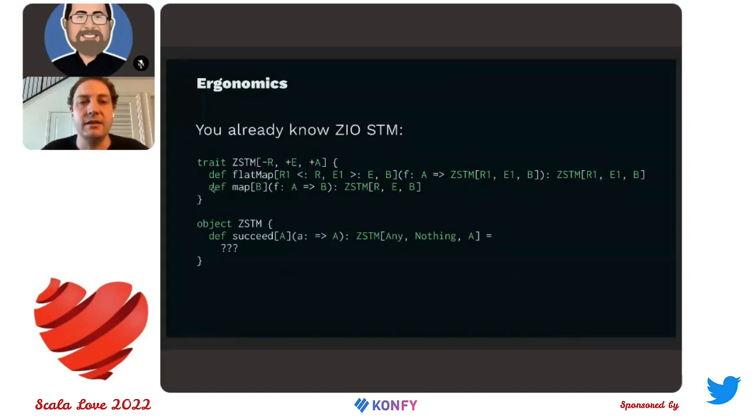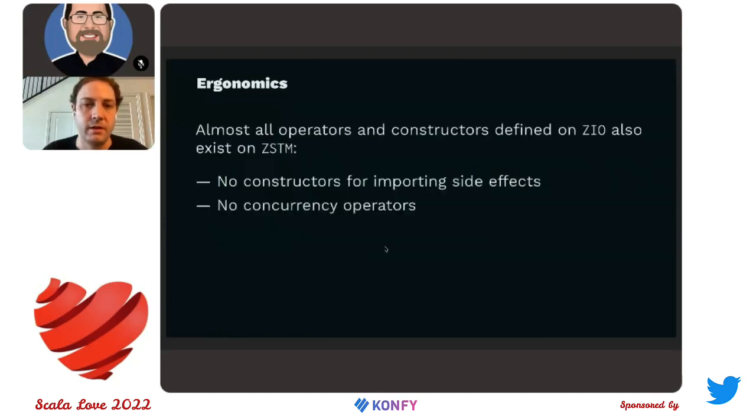You can see that it looks like ZIO. Basically, if I take the IO of ZIO and replace it with STM, these type signatures look exactly the same. It has the R, the E, and the A. It has flatMap, it has map, it has succeed. It has basically all the constructors that we're used to with ZIO. The only real exceptions are that we don't have ones for importing side effects.